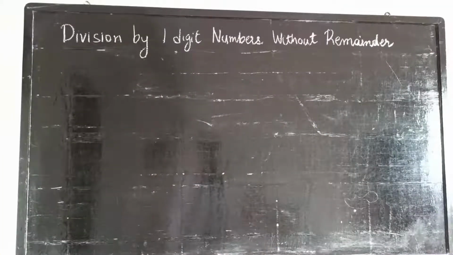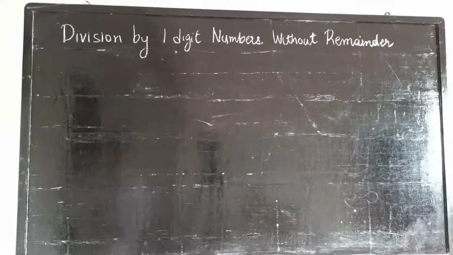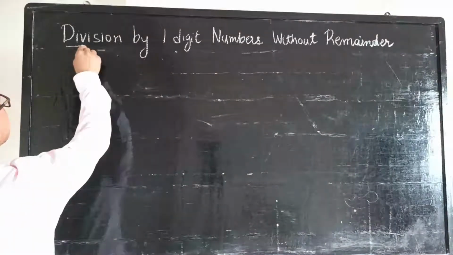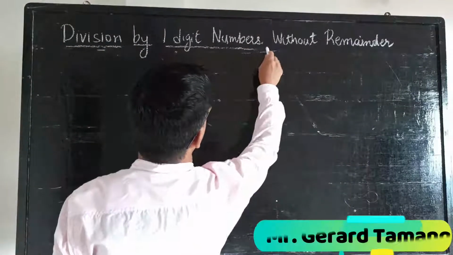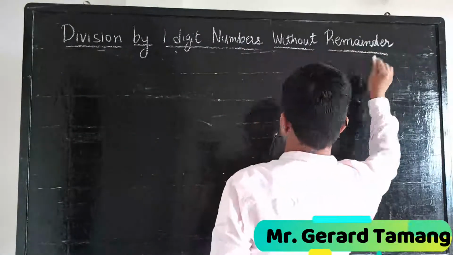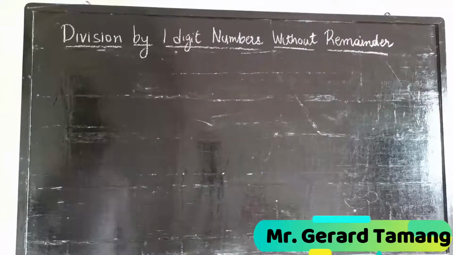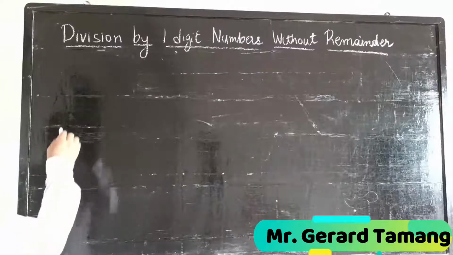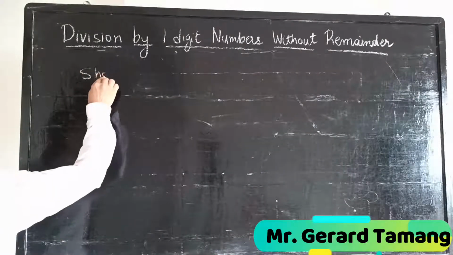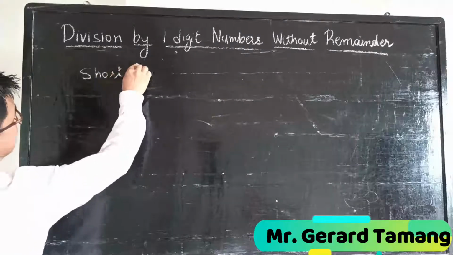Class 3. Today we are going to learn division by one digit numbers without remainders. First we will learn short division.